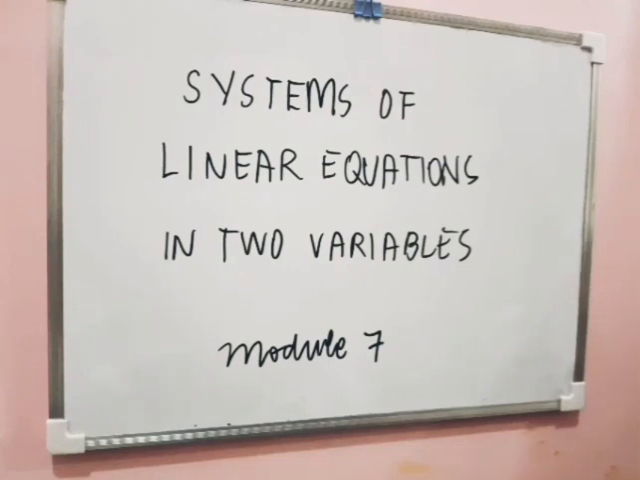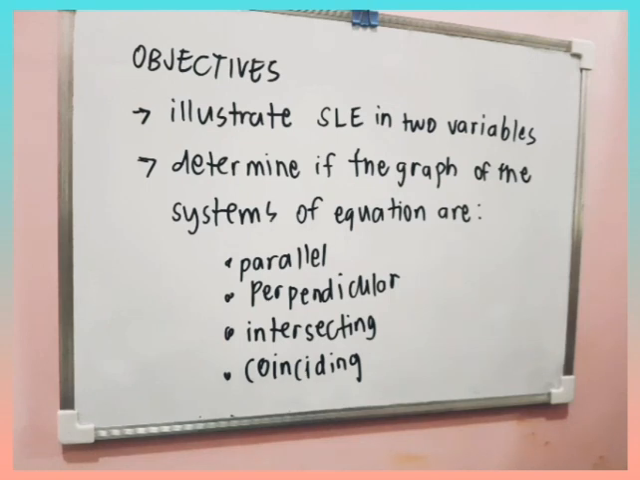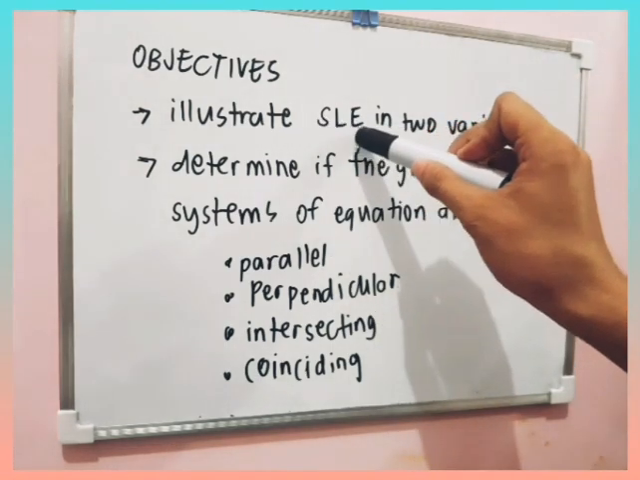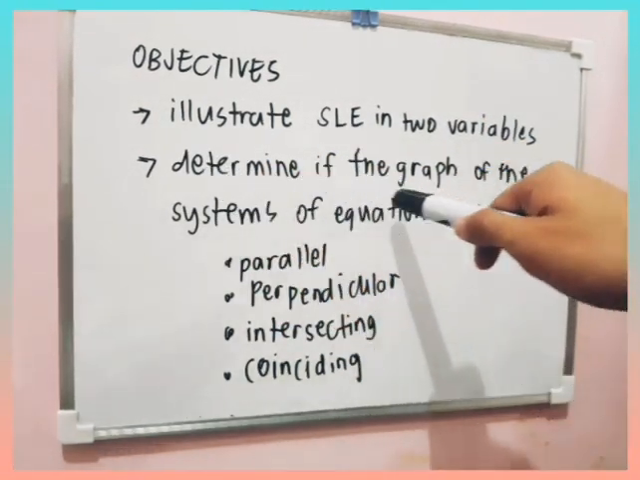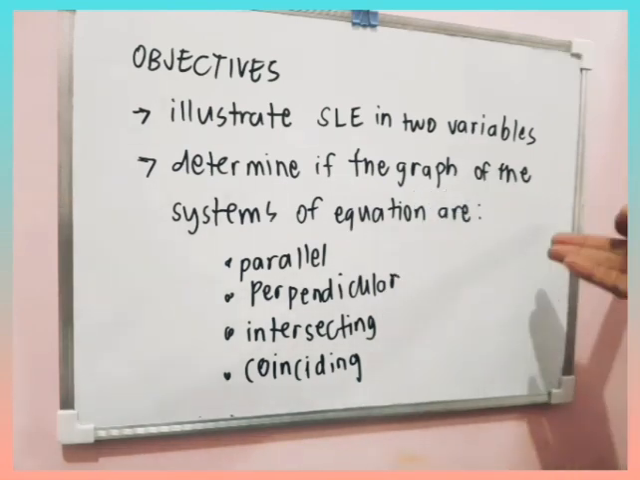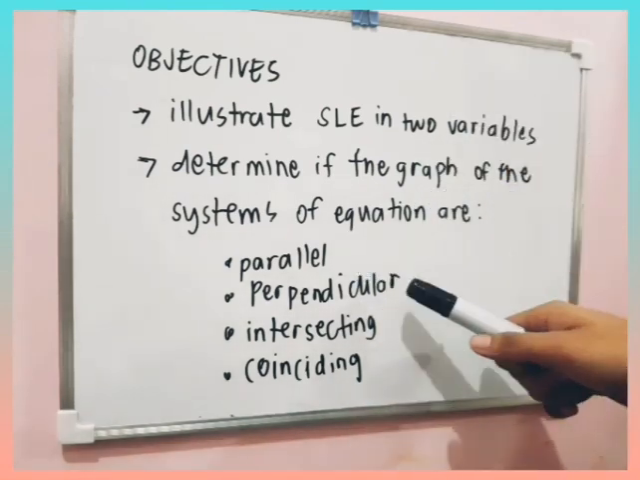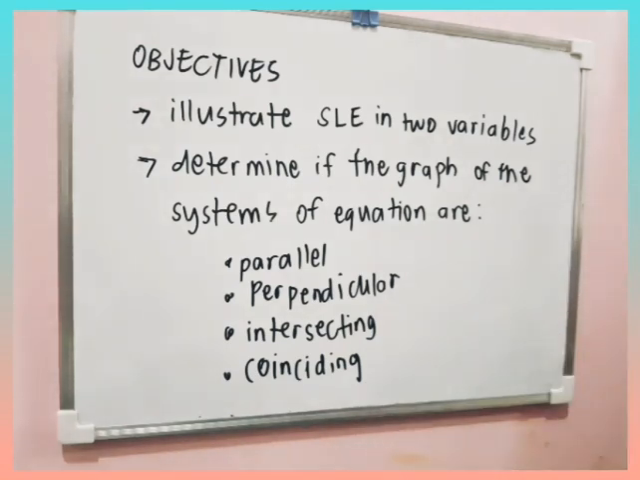We are now in Module 7 and we are going to talk about the systems of linear equations in two variables. For our objectives, first, at the end of the lesson, the students are able to illustrate systems of linear equations in two variables. And next, determine if the graph of the systems of linear equations are parallel, perpendicular, intersecting, or coinciding.